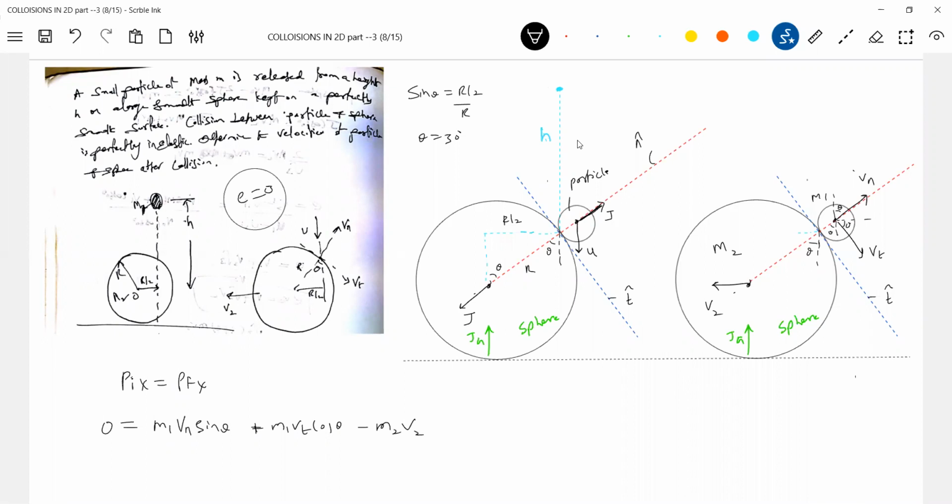How many unknowns are there? Vn, Vt and V2. So one equation, I need two more equations. From where should I bring the two more equations? I'll apply the coefficient of restitution formula along the line of impact. If finding it very difficult, what you should do is draw a line and show all the resultant velocities. Only this, you should resolve here. So writing the formula, e is equal to, so what should be the value of this?